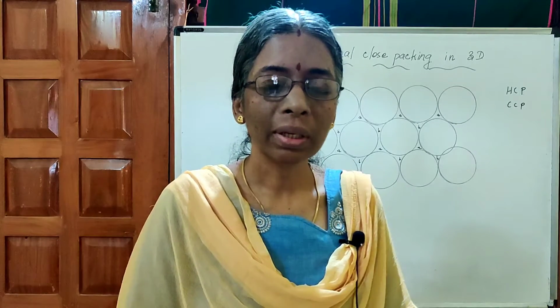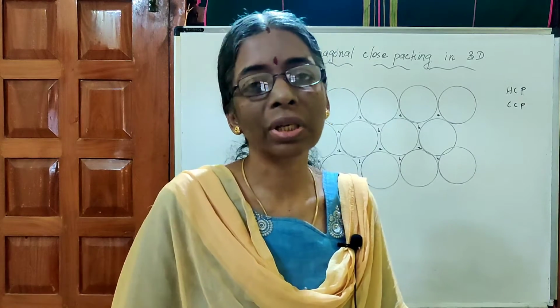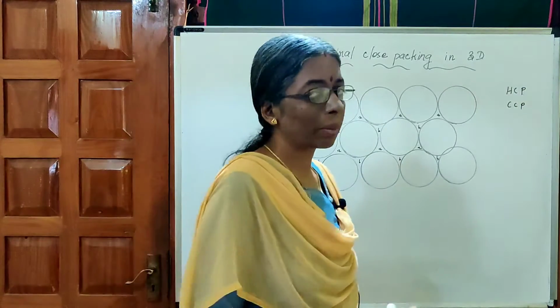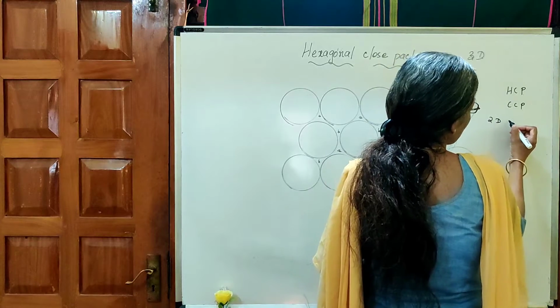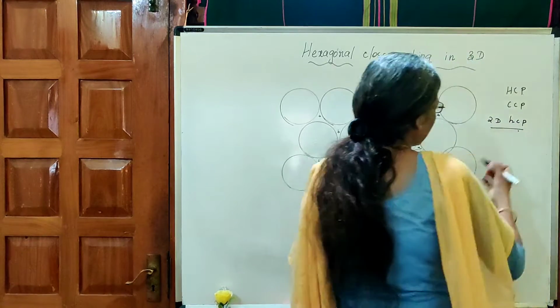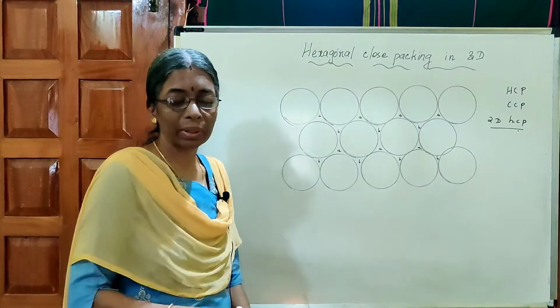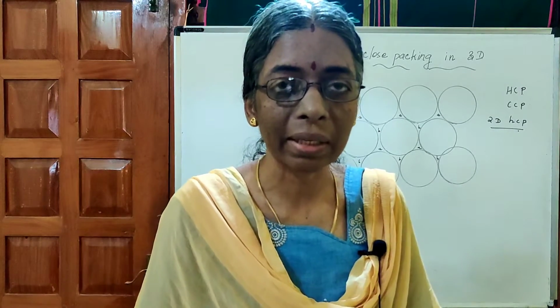Remember this one? Both of these packings come from two-dimensional hexagonal packing. So the basic form is two-dimensional, and both arise from two-dimensional hexagonal close packing. So first, this is the first layer. What I have drawn here is the basic layer, the base layer.